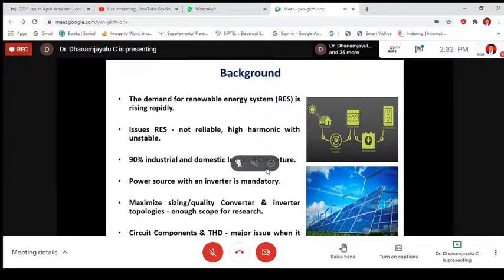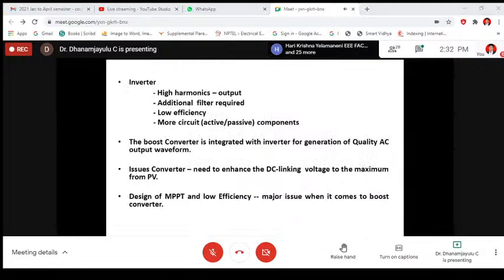The maximum sizing and quality of the inverter topology has enough scope for research. When it comes to the inverter, the circuit components and THD are the major issue. It will damage the load. An additional filter component is required to eliminate the harmonics, and more circuit components are involved, so it will increase the conduction losses and switching losses, and also the power losses, and therefore it will decrease the efficiency. So a boost converter is integrated with the inverter for generation of a quality AC output waveform.